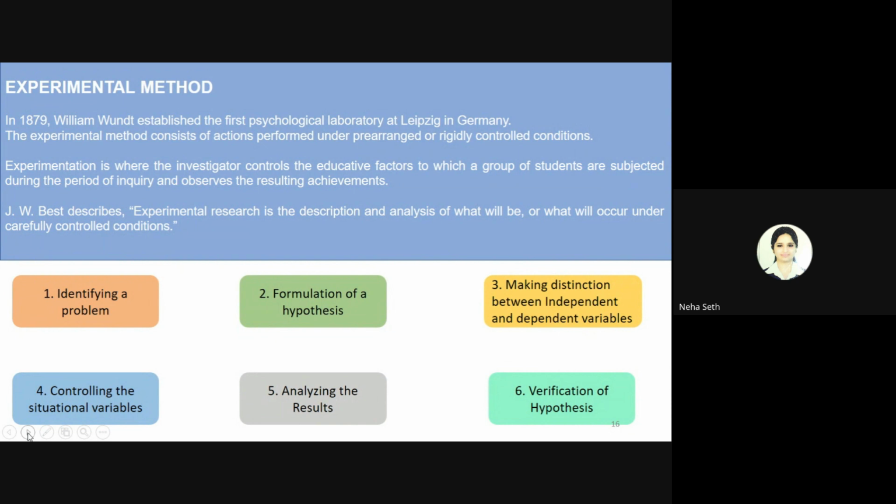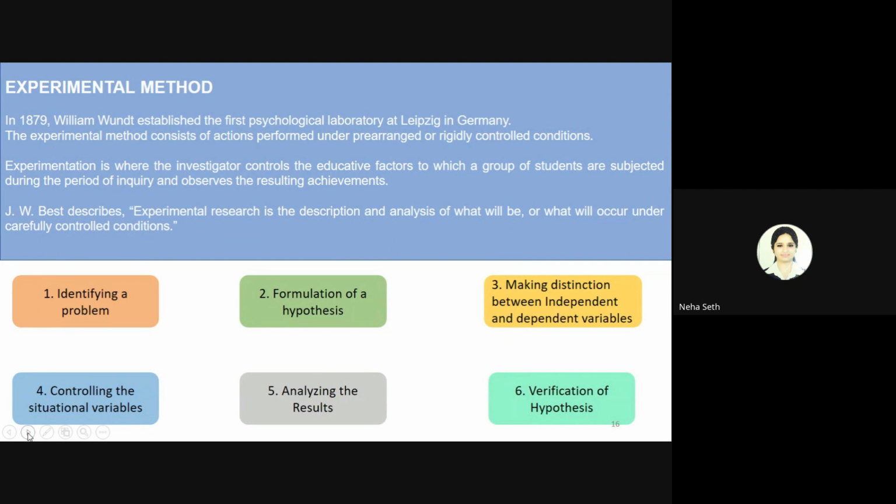When people were called to this lab, a proper arrangement was done. People were made to sit and were observed for a certain period of time. Experimentation is where the investigator controls the educative factor to which a group of students are subjected during the period of inquiry, and observes the resulting achievement. J.W. Best described this method as the description and analysis of what will occur under carefully controlled situations. When the situation is under control, how are people going to behave?